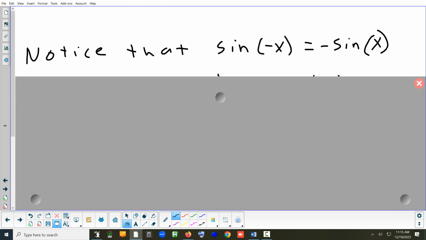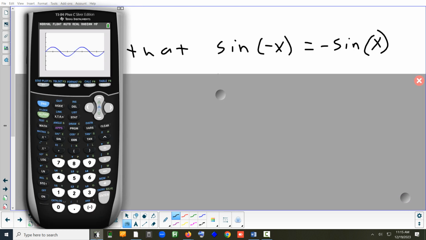Okay. So I want to graph those two. Let's graph sine of negative x in y1, and then I'm going to put negative sine x in y2. I want you to see what happens. Okay, so this is the first one, sine negative x, and then negative sine x. They're the same thing. When you put a negative inside the parentheses, what does that do?